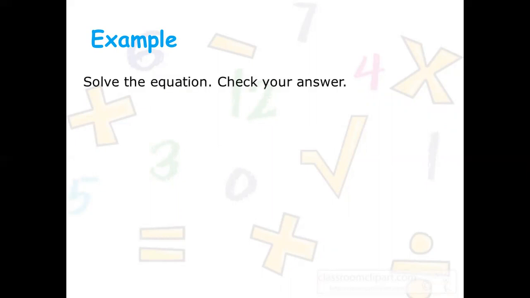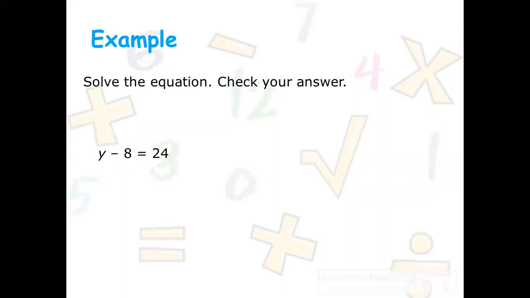or how we are going to find the solution of an equation. Now this says solve the equation and also check the answer. So we have to solve, we have to find the value of the variable, as well as check the answer, that is, whether the value we got for the variable is correct or not. Okay, now the equation is y minus 8 equals 24.